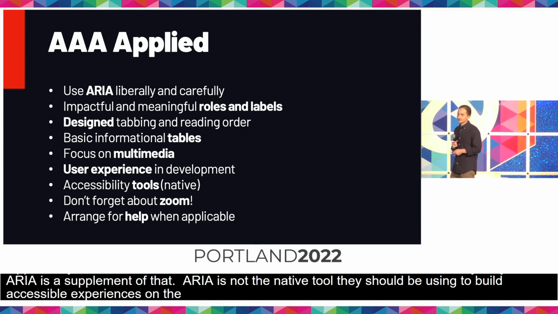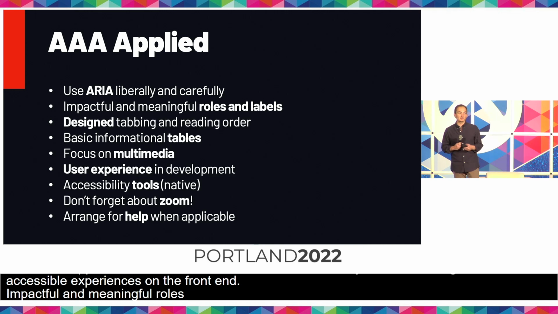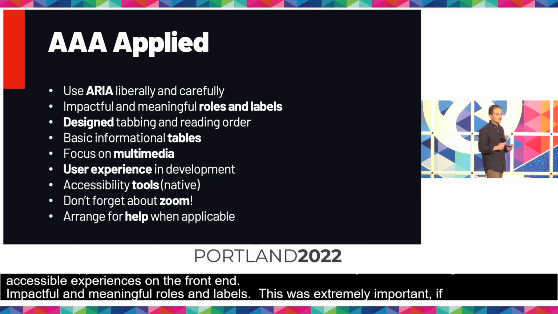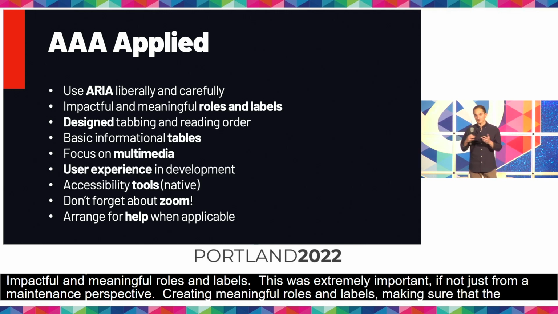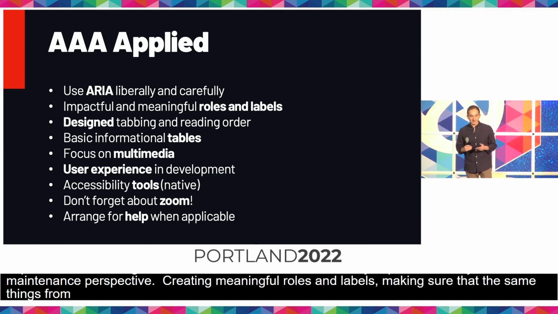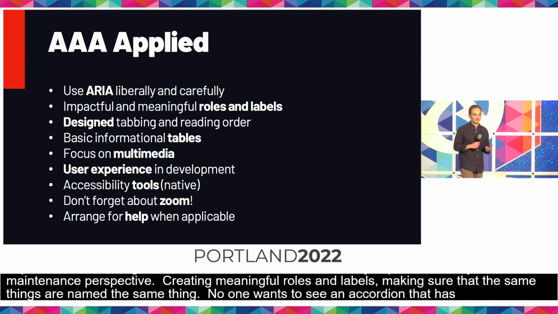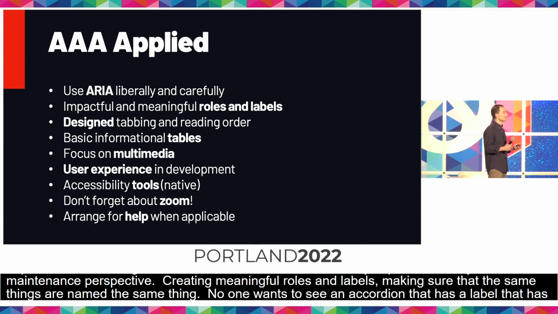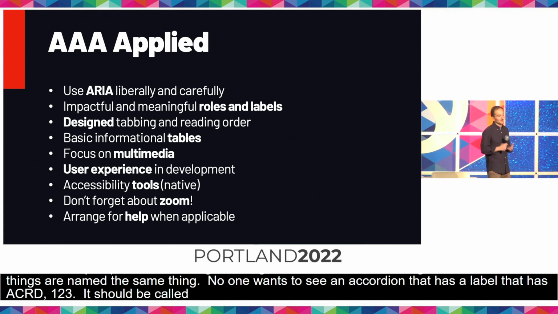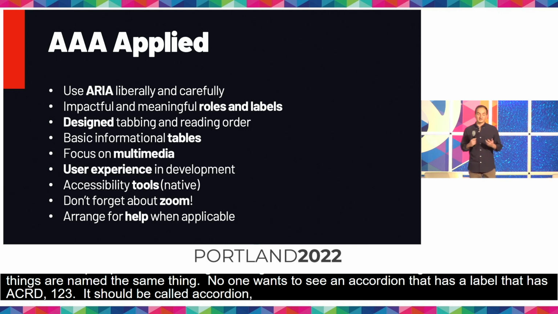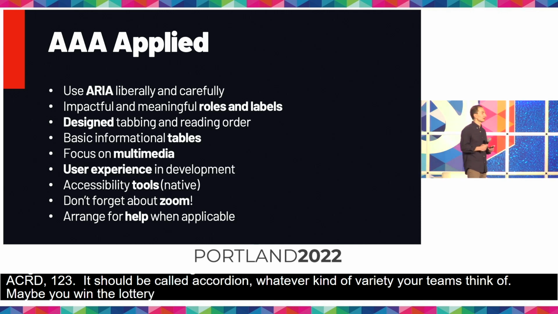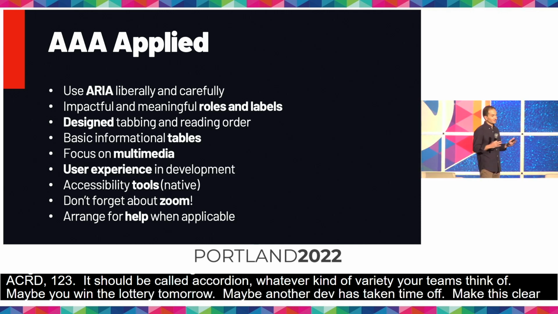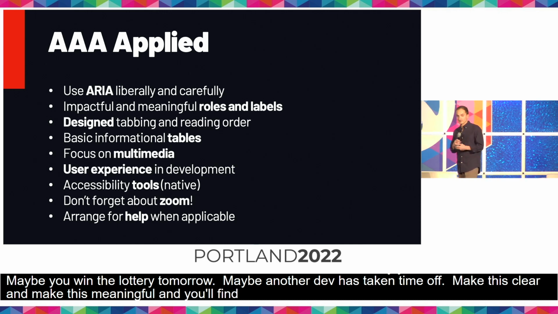Impactful and meaningful roles and labels. This was extremely important, if not just from a maintenance perspective. Creating meaningful roles and labels, making sure that the same things from an affordances standpoint are named the same things on accordions, on everything, are clear. No one wants to see an accordion that has a label that says ACRD 123, right? It should be called accordion. At the very most, accordion-1, accordion-2, or whatever variety your teams think up. Maybe you win the lottery tomorrow. Maybe another dev has to pick this up blind. Make this clear and make this meaningful, and you'll find infinite savings across entire projects for the longevity that you're working on it.